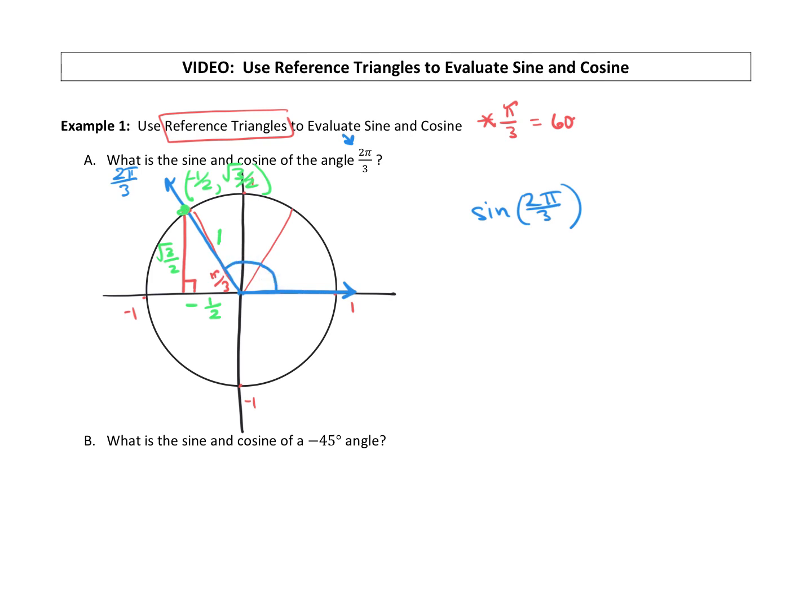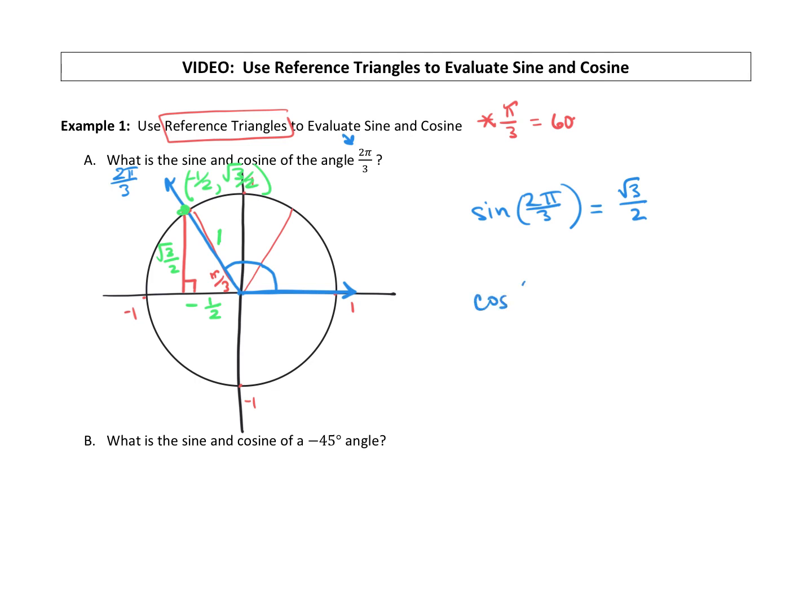So because we found the triangle using pi over 3, I know it will have the same trig values as 2 pi over 3. I just have to pay attention to if your side lengths are positive or negative. So if we look at sine of our angle here at the origin, it's opposite over hypotenuse. The opposite side is root 3 over 2 over 1, which is just root 3 over 2. So sine of our angle is root 3 over 2.